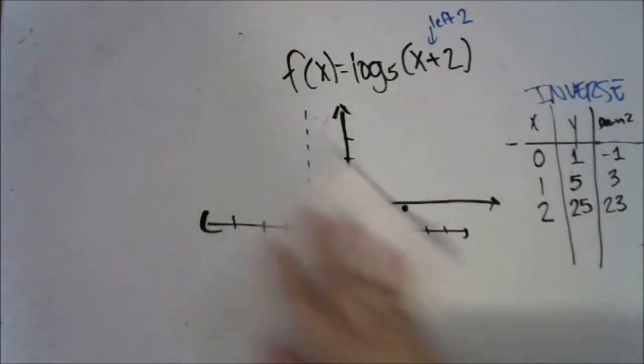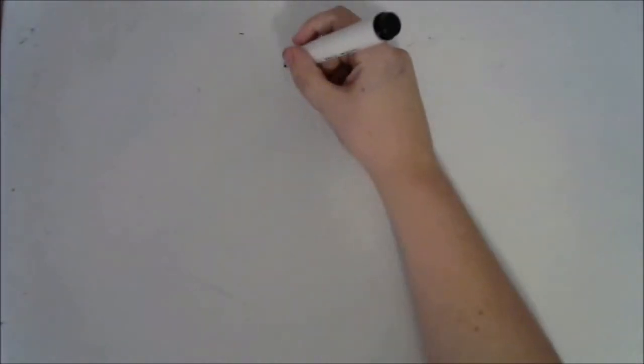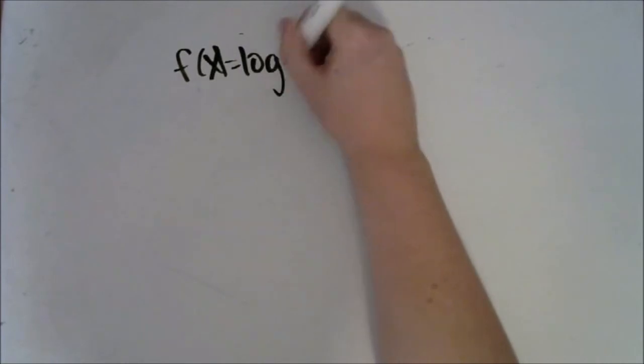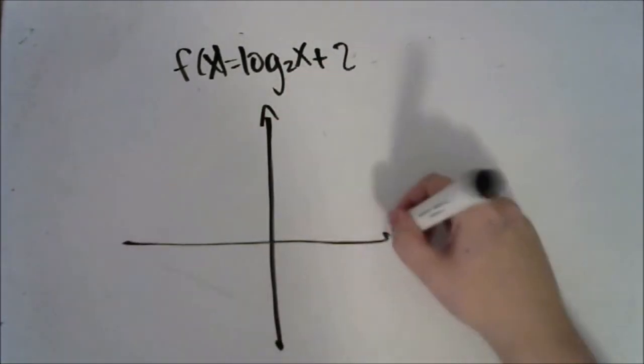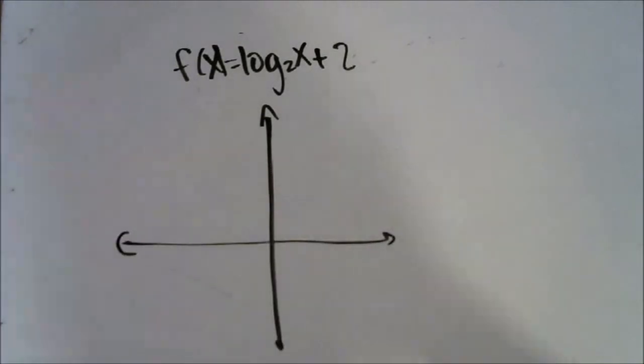Let's take a look at example B, or part B of example 8. So this example says f of x equals log base 2 of x plus 2. And you have a graph. And we want to find the inverse. So the first step is always to invert this function. The more often you take the inverse, the easier it gets.